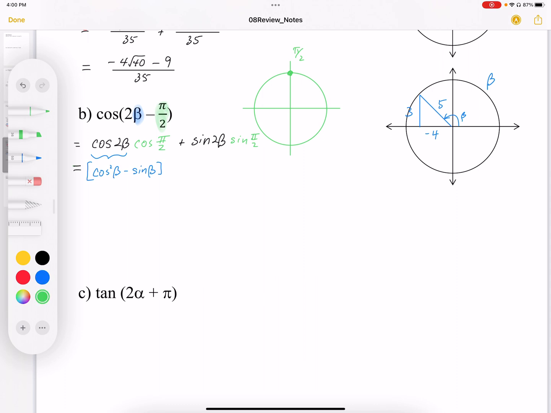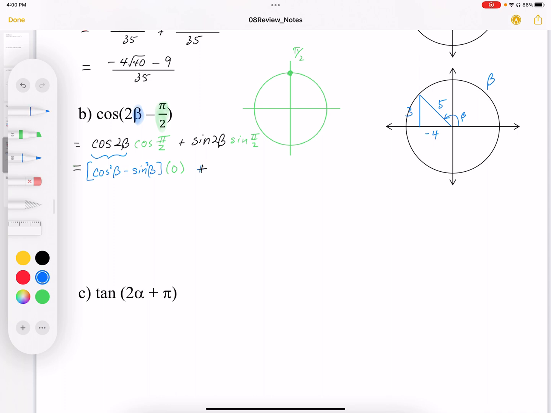Cosine pi over 2, I actually have the picture already, so I can work that out. That's actually equal to 0. So this whole expression, although I could work this out, cos squared minus sine squared, I don't need to because that product is going to just end up being 0 anyways. It just happens to be 0 though.